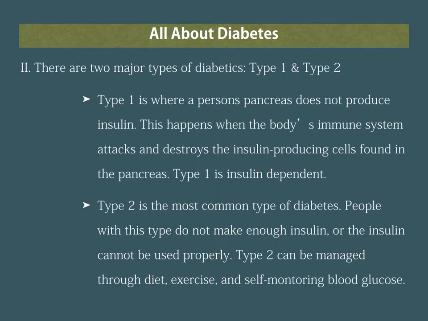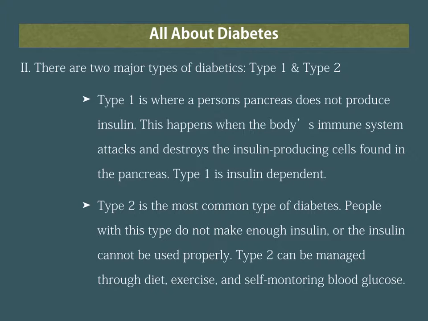And there are two major types of diabetes, type 1 and type 2. Type 1 is where a person's pancreas does not produce insulin. This can happen when the body's immune system attacks and destroys the insulin-producing cells found in the pancreas. Type 1 is insulin dependent.